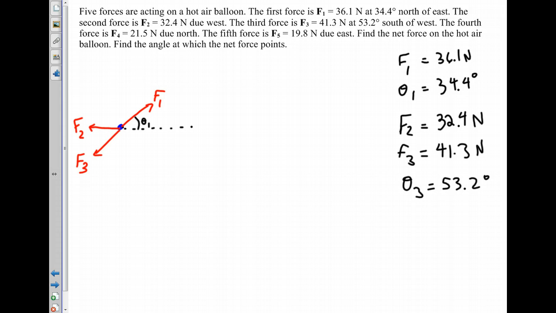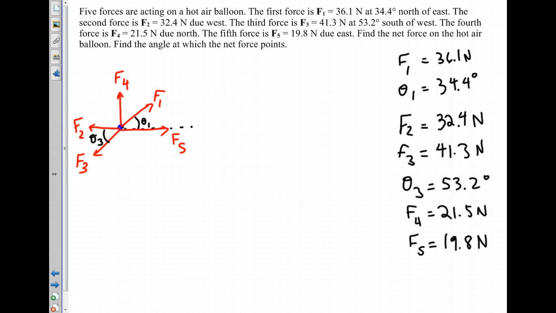Okay, good. F4, due north, like so, 21.5. Okay. The final force is F5, which is due east. F5, whoops, I forgot to draw in theta 3. There's theta 3. And that due east force is 119.8. Oh my, what a big problem. So many forces. But that's okay, we can handle it.